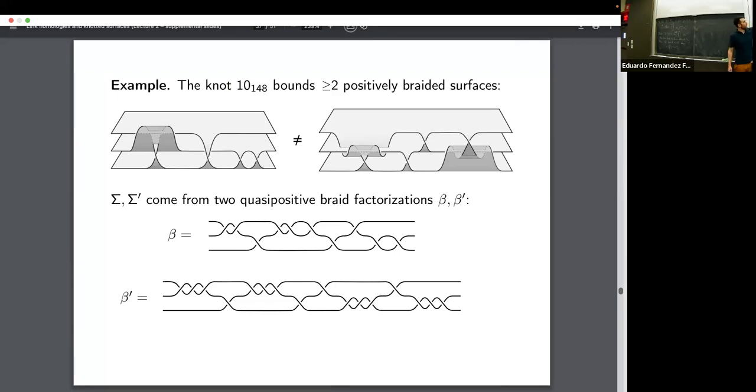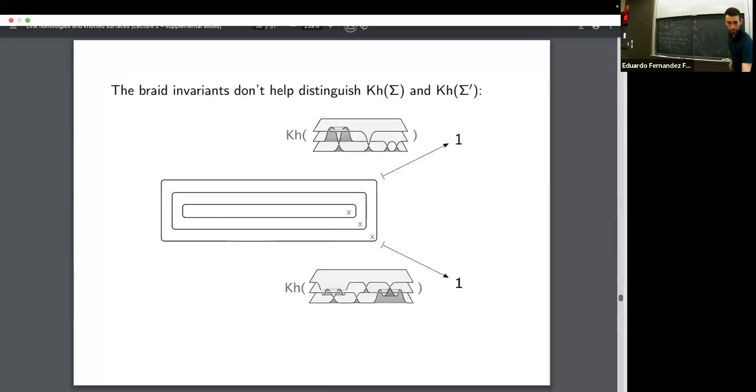The argument that shows that Plamenevskyi's invariant maps to plus or minus one doesn't actually know about the braid word itself, or really about the factorization in particular. It just resolves it in a braid-like fashion. And so it's going to behave the same under both of these maps. If I look at Plamenevskyi's invariant, the braided smoothing with all x labels, the argument from the exercises yesterday shows that it maps to plus or minus one. So this is not going to help us distinguish surfaces.